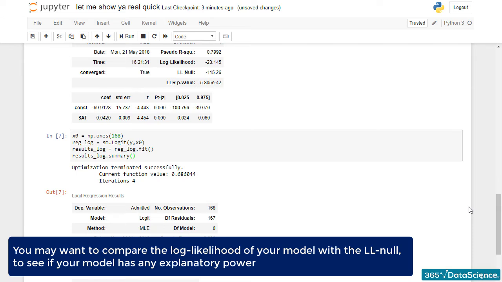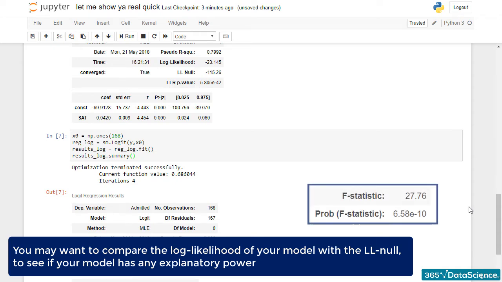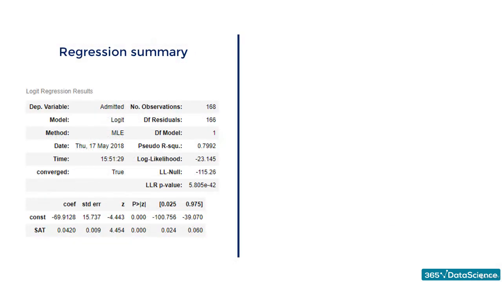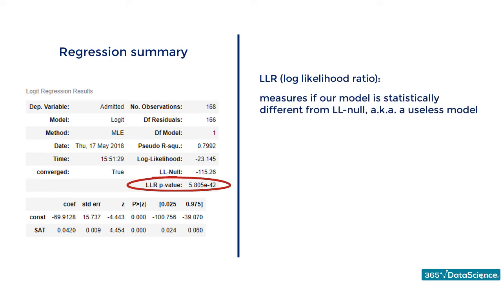Does that sound familiar? Seeing if our model is significant. There was this F test for the linear regression. There must be one for logistic regression too. Good news, there is. It is called a log likelihood ratio test, or LLR. It is based on the log likelihood of the model and the LL null. It measures if our model is statistically different from the LL null, aka a useless model. Without telling you the exact way to perform it, we have its p-value, and that's all we need. As we can see, it is very low, around 0.000. Our model is significant.